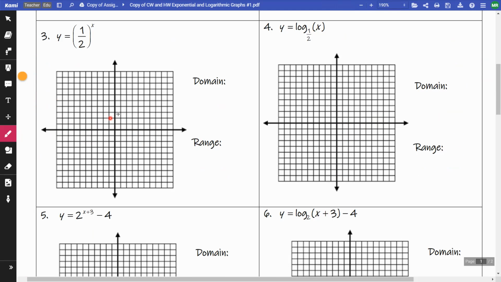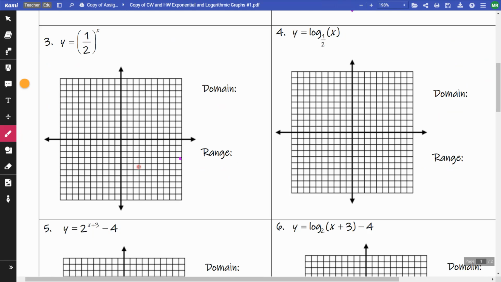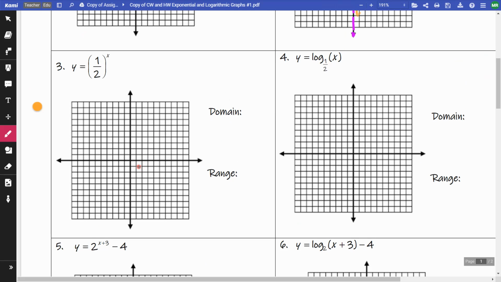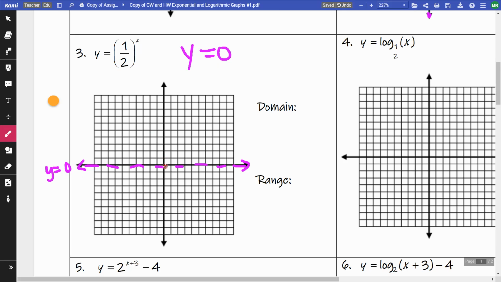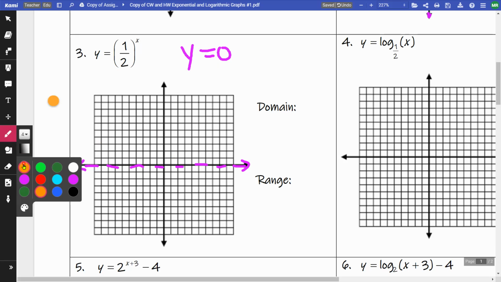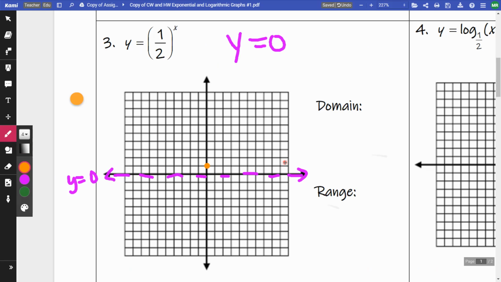Okay, on this next one, I'm taking 1/2 to powers. So when I'm doing this, what we want to remember is, and again, I can make a table. I'm just going to say these as I'm doing it. The very first thing I'm going to do is plot my horizontal asymptote at y equals 0. Always need to give the asymptote. That's going to be y equals 0. And then when I'm graphing this, and I'm taking 1/2 to powers, 1/2 to the power 0 is 1.